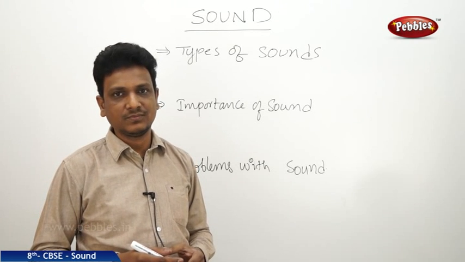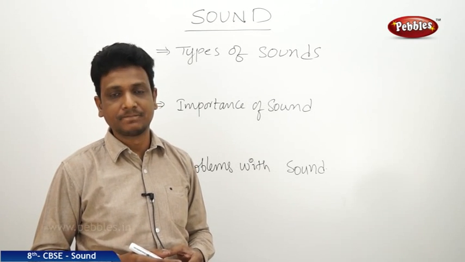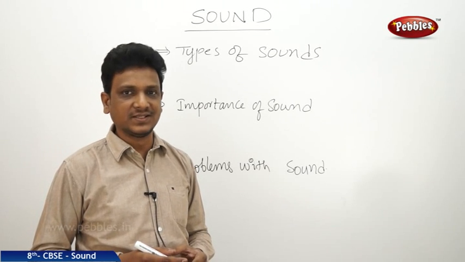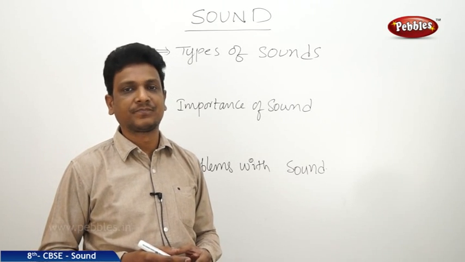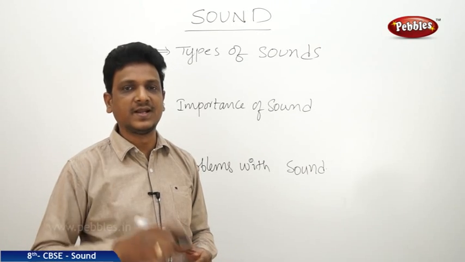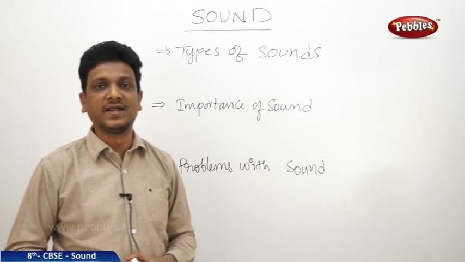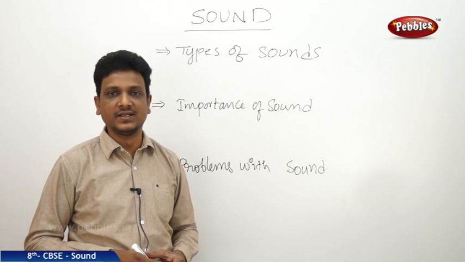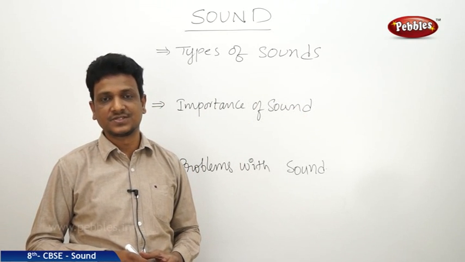You are on a busy road and your eyes are blindfolded. You can hear the sounds. Motorbike, you can identify. Car, you can identify. Bus, you can identify. Train, you can identify, because they produce different sounds.